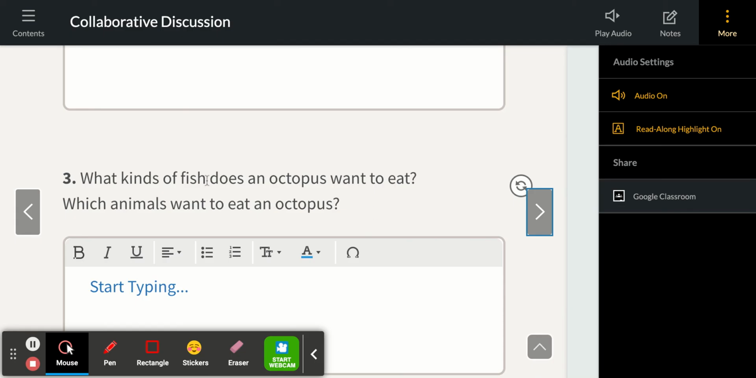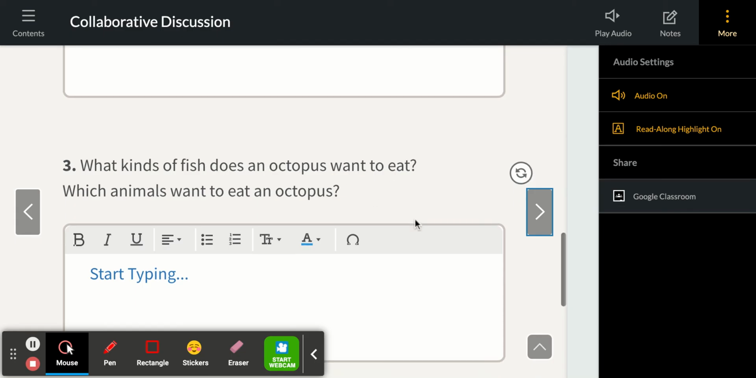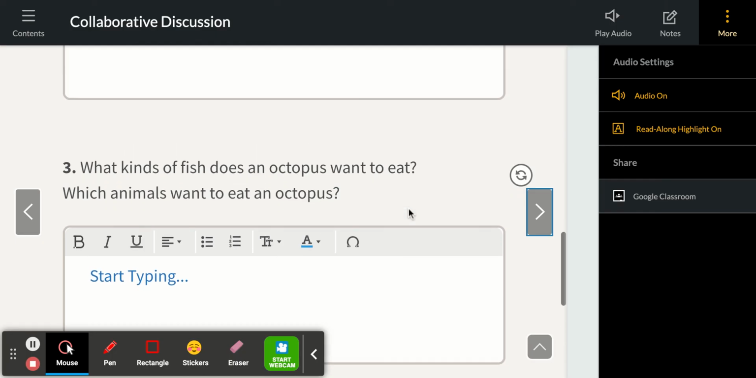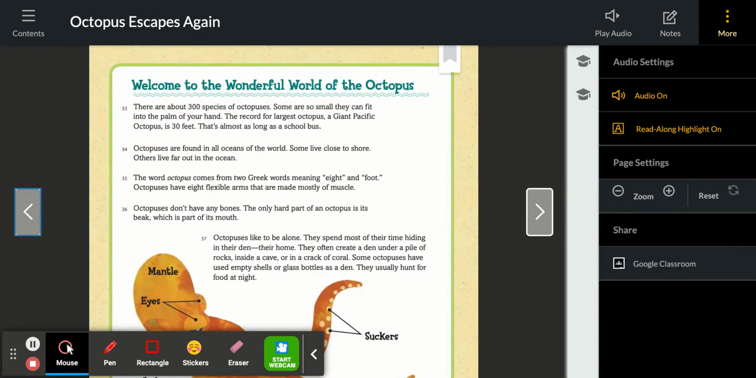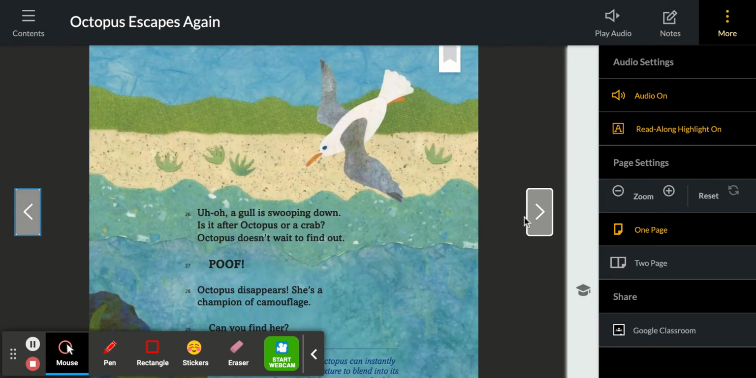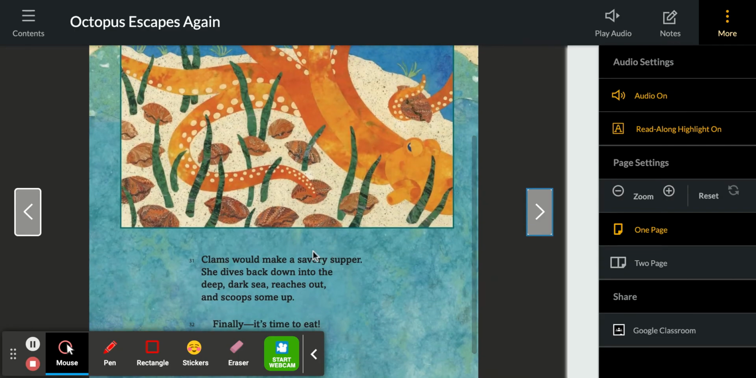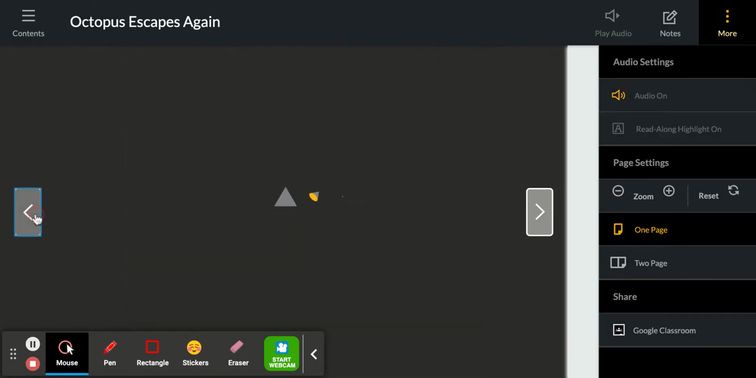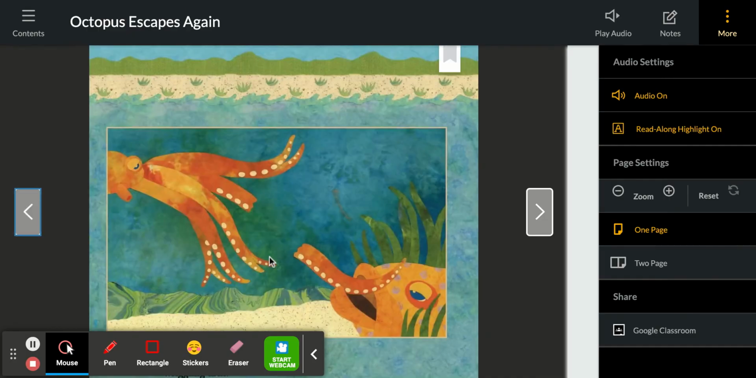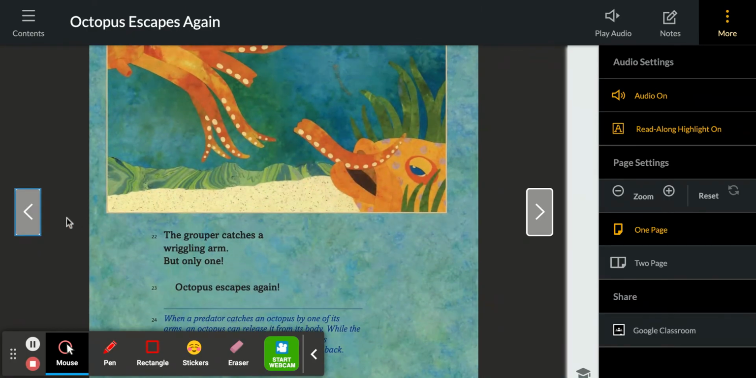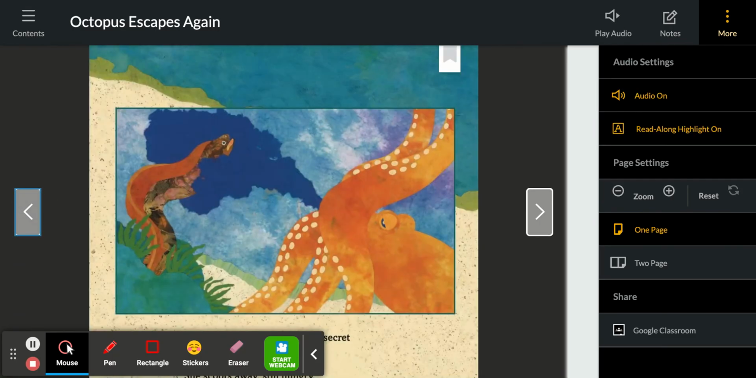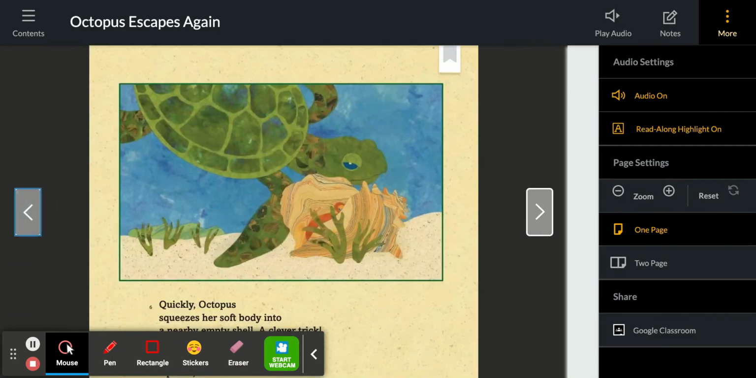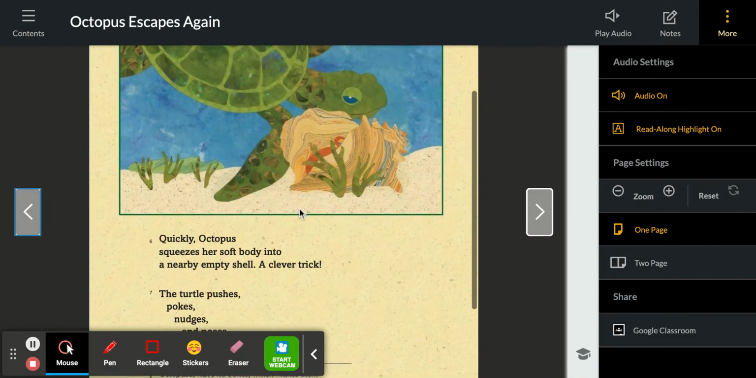And then lastly, what kinds of fish does an octopus want to eat? And which animals want to eat an octopus? And if you don't remember, you would have to go back to the text. Okay, and so if I go back to the text, I can see that octopus likes these clams. I can also see that this grouper was trying to eat the octopus, as well as a shark, as well as that very first sea animal, which was the sea turtle.